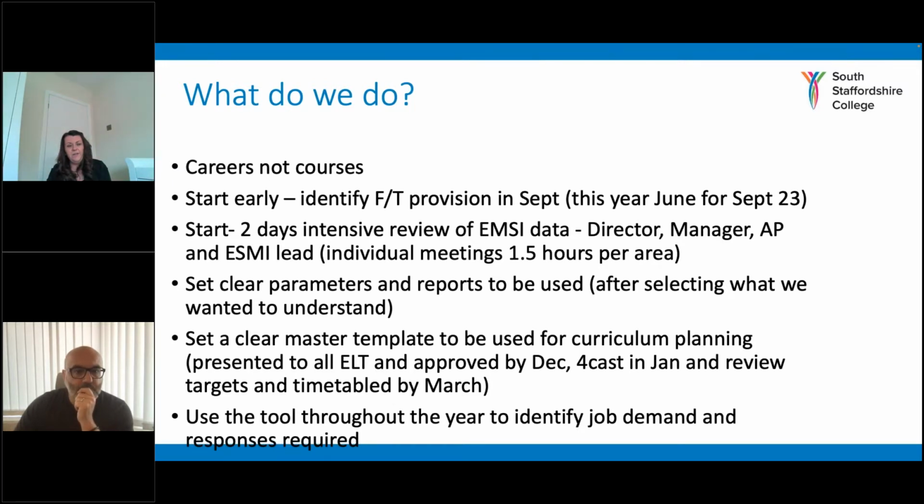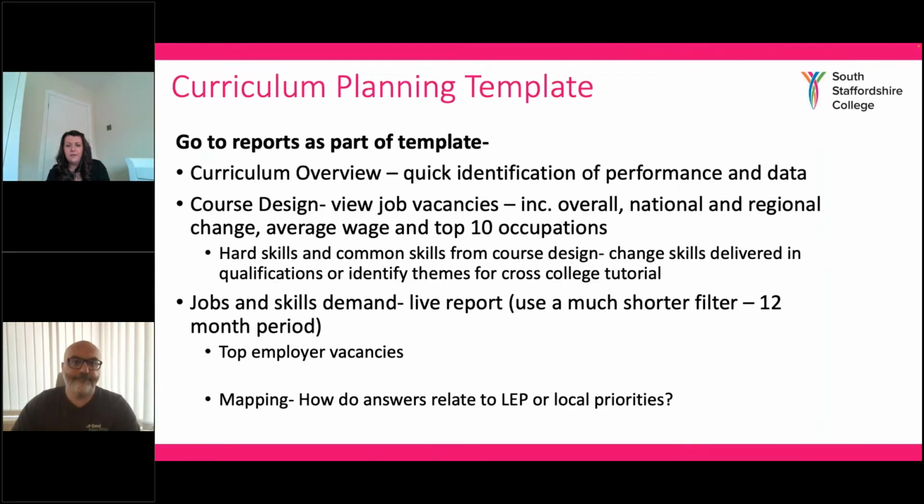As you'd expect, we make sure that curriculum plans are approved by December. We forecast in January, and we've just very nearly finished timetabling. So we have a few timetables left to go, and they'll be complete by March. But on top of that, we do constantly every month use EMSI to look at the adult in-year job demand, because we feel that's where the product really comes to life with what's out there and what's happening at that given time. If we just go on to the next slide, please, Ben.